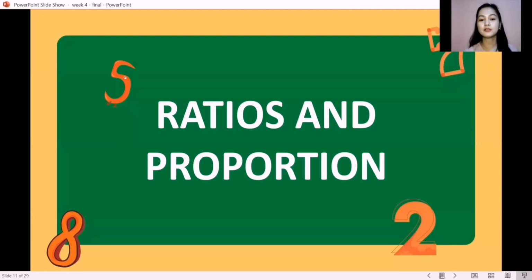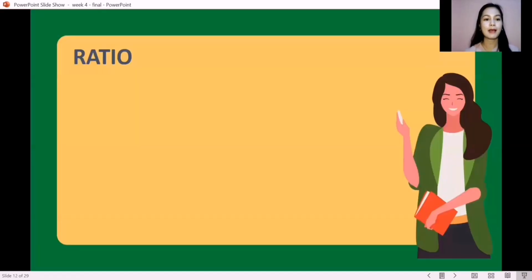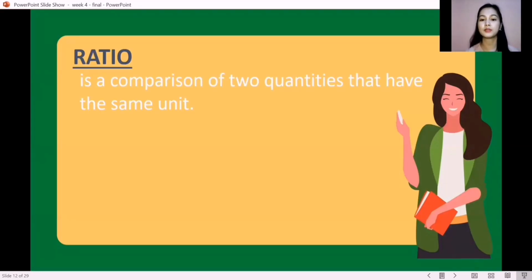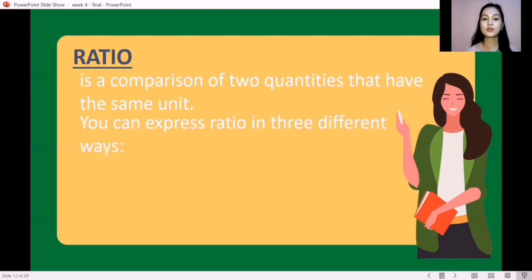Now let us proceed to ratios and proportions. What do we mean by ratio? A ratio is a comparison of two quantities that have the same unit. Ratios can be expressed in three different ways. It can be expressed in fraction form.